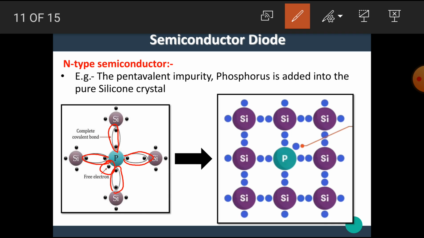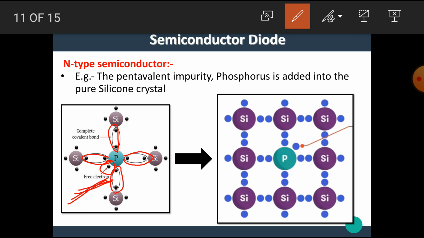This electron is referred to as the free electron, and we know that the free electron is responsible for the flow of current. Hence, it is called the donor impurity. That means it gives the extra electron.